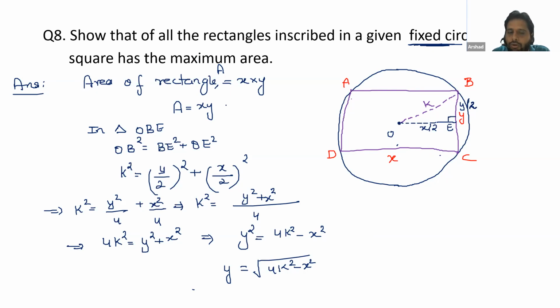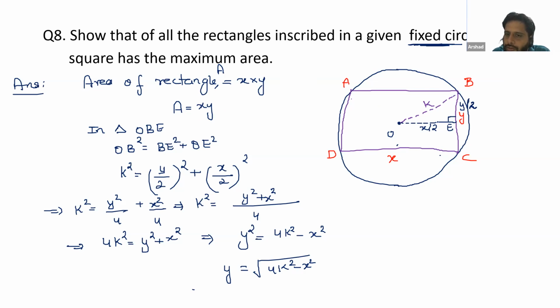Yesterday I already told you that if you need to maximize or minimize a function, then in that function you must have a single variable only, not 2 or 3 variables. Otherwise it is not possible for us to solve that question. So here we have 2 variables, x and y. So we need to eliminate one variable. How can we do that?